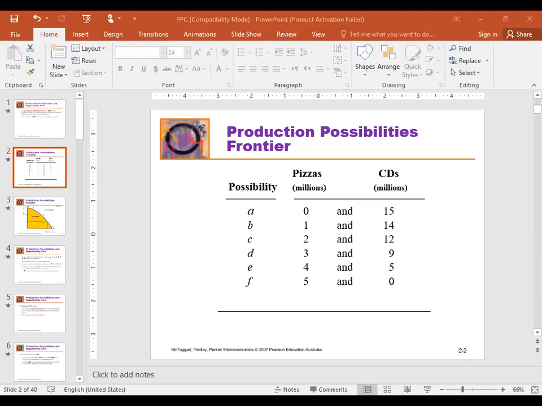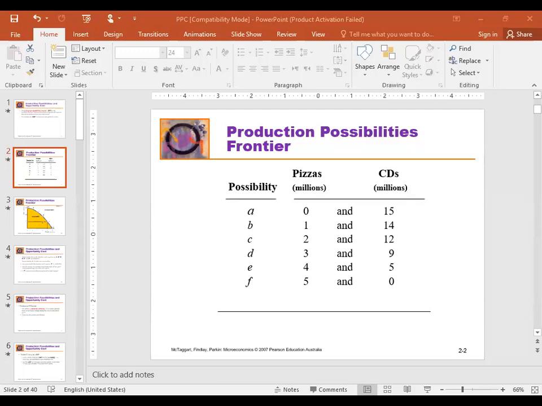So in order for you to produce efficiently, what does efficiently mean? Producing efficiently means that you're utilizing all your resources. You're not leaving any resources left over. You're working and producing until all your resources are consumed to the last bit. And that's why when you're producing 0 pizzas, you can produce 15 million CDs. But if you decide to produce more pizza, your CD production is going to have to drop, because again, what are you doing? You're taking some of the resources from CDs and shifting them to pizza.